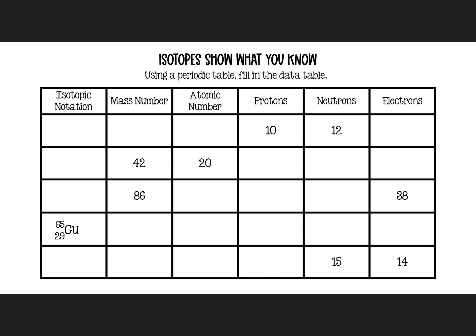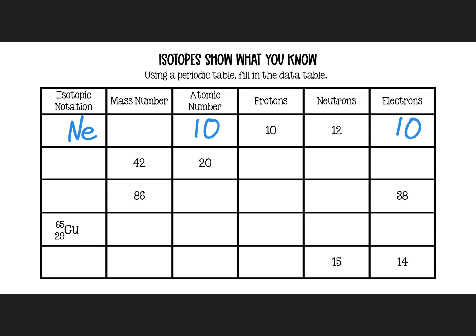Let's try the Show What You Know questions for isotopes. Using the periodic table, fill in the data table below. Notice how the first row has 10 protons. That means we are looking at neon, which has an atomic number of 10 as well as 10 electrons.